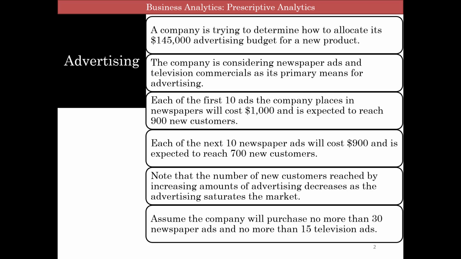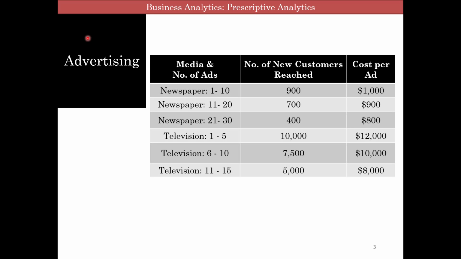Now assume that the company will purchase no more than 30 newspaper ads and no more than 15 television ads. So there's a limit to what they will purchase. So let's put this all in a table. Here are media, number of ads. So it's newspaper 1 to 10, newspaper 11 to 20, 21 to 30. This is information given to you. So the first 10 reach 900, the next 10 newspaper ads give you 700, and the last 10 give you 400. And the cost keeps reducing.